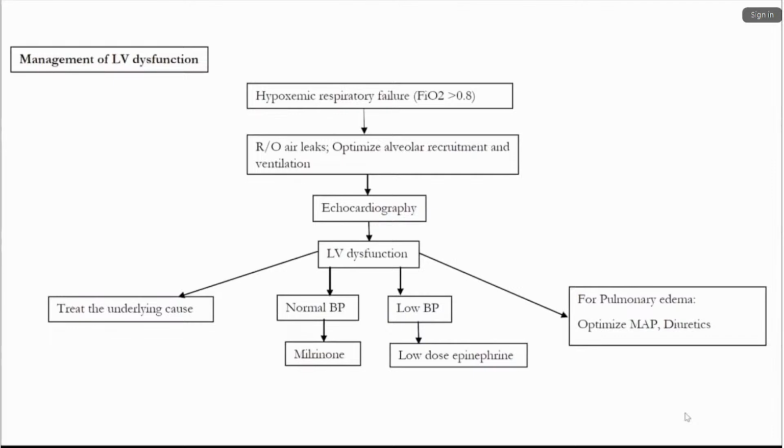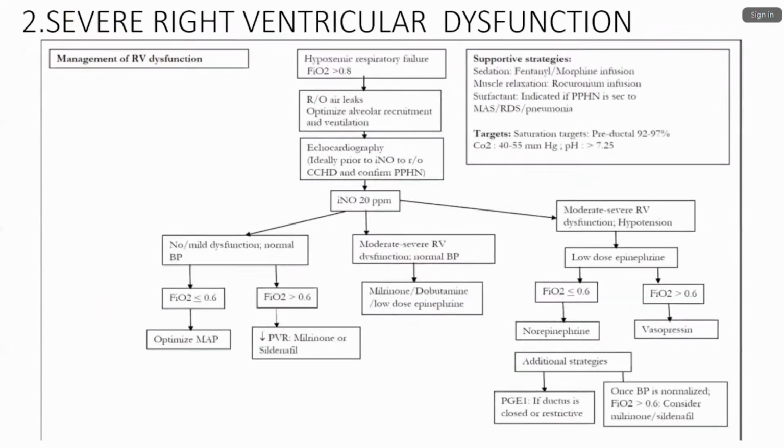Then we see the BP, whether it's normal or low. If it's normal BP, we can start with milrinone. But if it's low BP, we should start with low dose epinephrine because milrinone causes hypotension. And if pulmonary edema is there, we can give diuretics and optimize the MAPs. Then second comes severe right ventricular dysfunction. For managing right ventricular dysfunction, the strategies are the same. First, we should always rule out air leak.